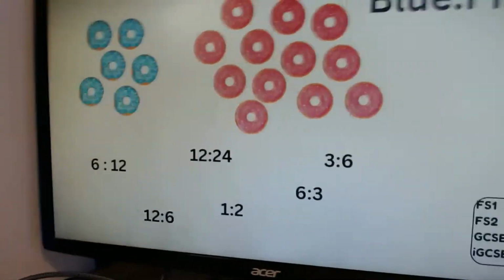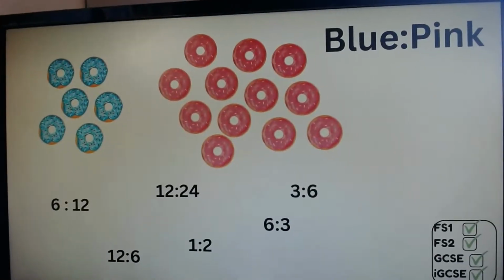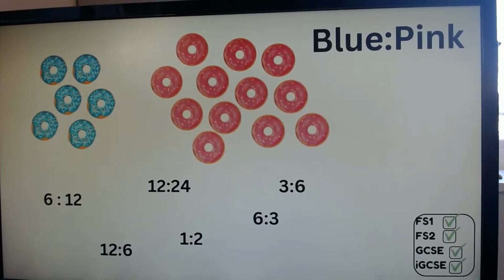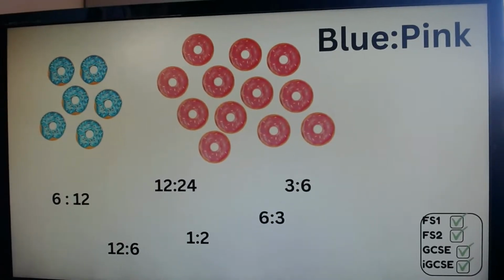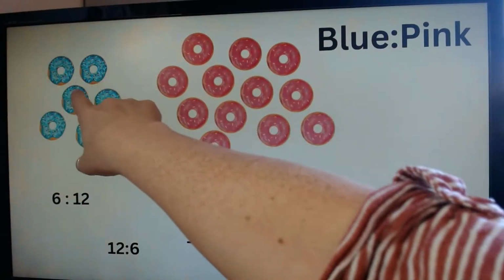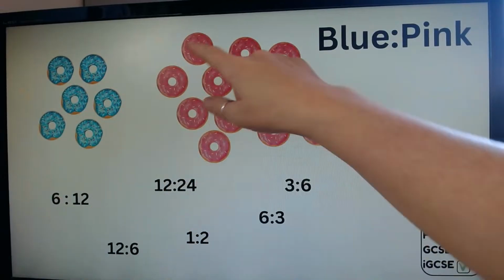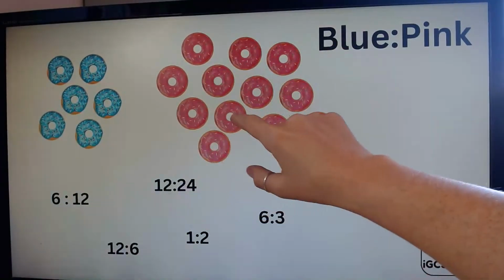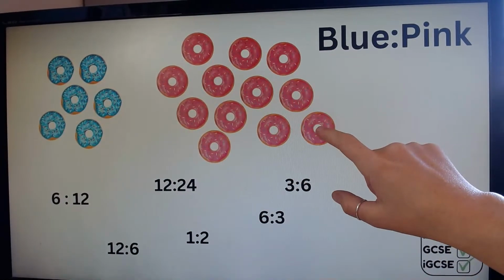So here's my donuts. Well, not real donuts. Here's my pictures of donuts. And we're looking for the ratio of blue donuts to pink donuts. I've got 1, 2, 3, 4, 5, 6 blue donuts. 1, 2, 3, 4, 5, 6, 7, 8, 9, 10, 11, 12 pink donuts.